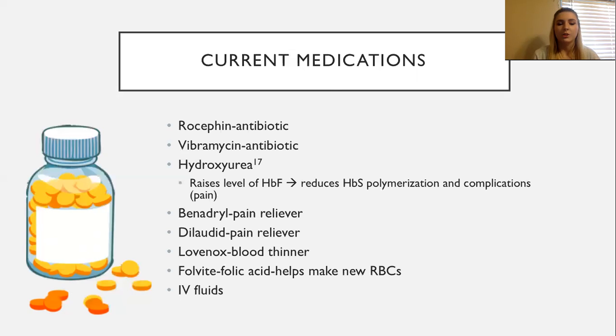She was also on 2 pain relievers, Benadryl and Dilaudid. She was on a blood thinner. Folic acid, Fulvite, she was on at home before she came here, and they just kept her on that. I'm assuming she might have had some issues in the past, or some doctor told her to take it, because it is known that it possibly helps make new red blood cells in the body. So her folic acid was fine upon this stay, but they just kept her on it just because that's just some vitamin she takes on a daily basis. And they were also giving her IV fluids.